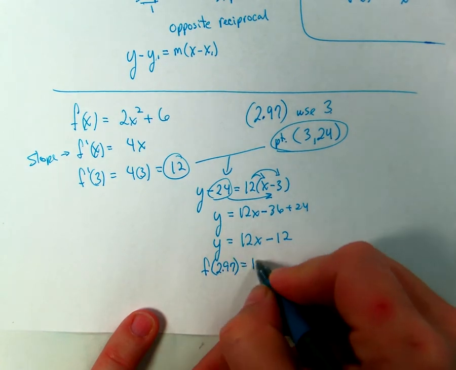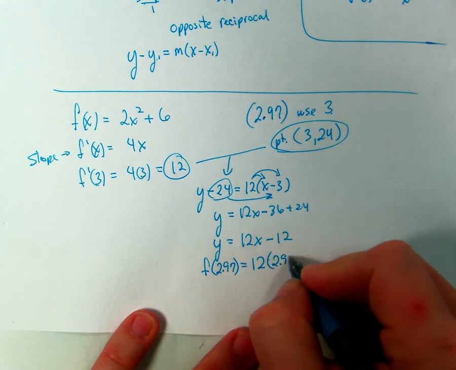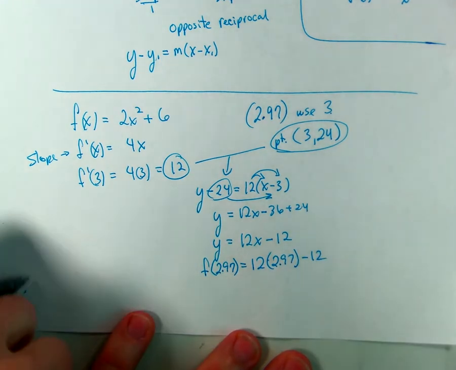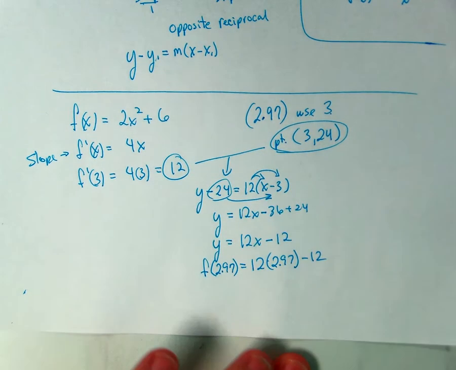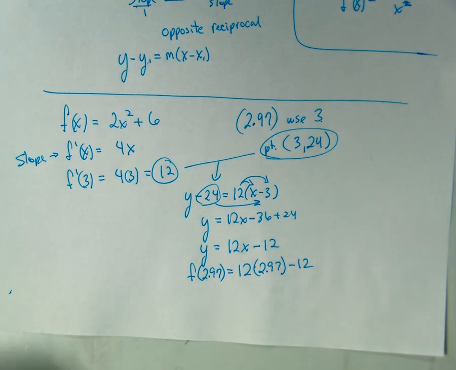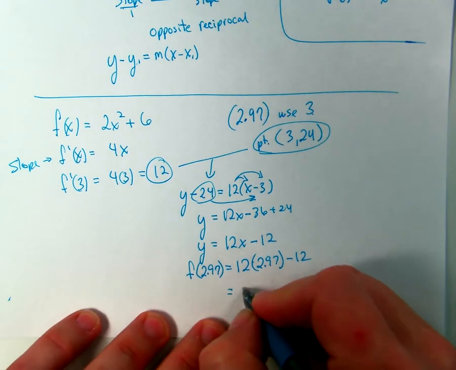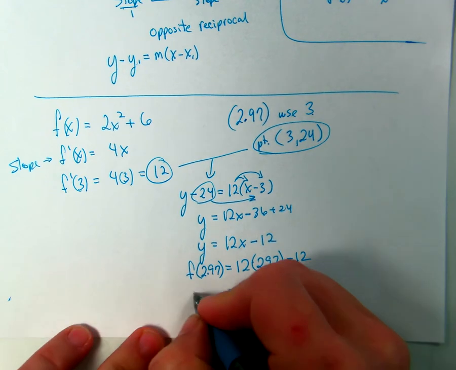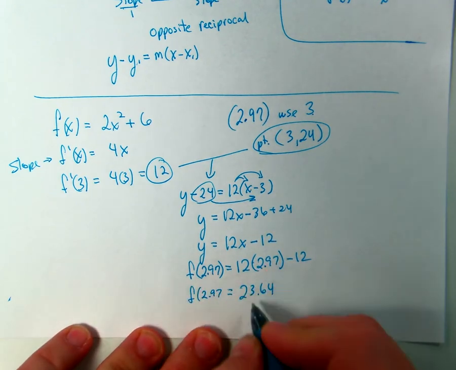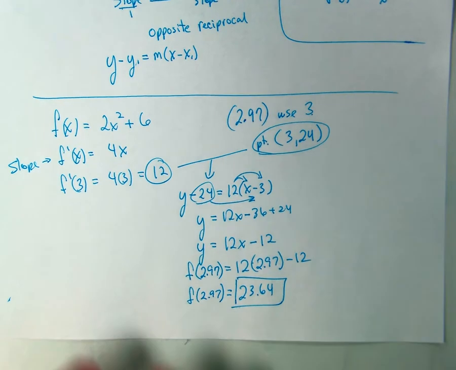So we would have 12 times 2.97 minus 12, and at this point we would just take 12 times 2.97. If we do that in the calculator here, 12 times 2.97, and we minus 12 from that, we're going to get 23.64. So the value would be 23.64, f of 2.97, and that would be our value using linear approximation.